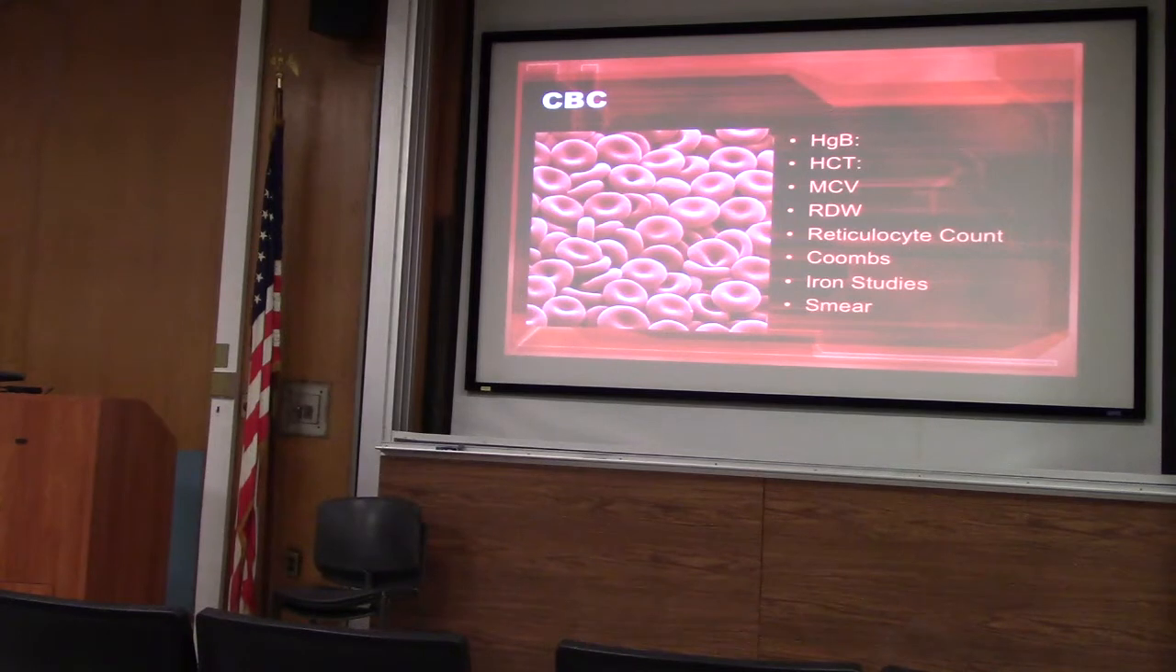So, we're all familiar with the CBC as the primary test that we do to evaluate anemia. We always look at the hemoglobin and the hematocrit and we decide whether the patient's anemic by looking at them. But I'm hoping by the end of the day today, you can look at other values in the CBC like the MCV and the RDW, but also look at other adjunctive tests that you can do alongside these to determine what the cause of the anemia is. Specifically, reticulocyte counts, Coombs tests, iron studies, and a peripheral smear.